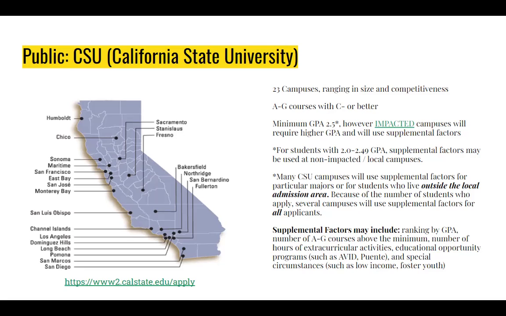Other than that, you need higher GPAs, and it's going to vary school to school. San Diego State, the Cal Polys, they're going to have higher GPA requirements, especially for impacted majors. San Jose State, it's going to depend on the major. Any questions about that?